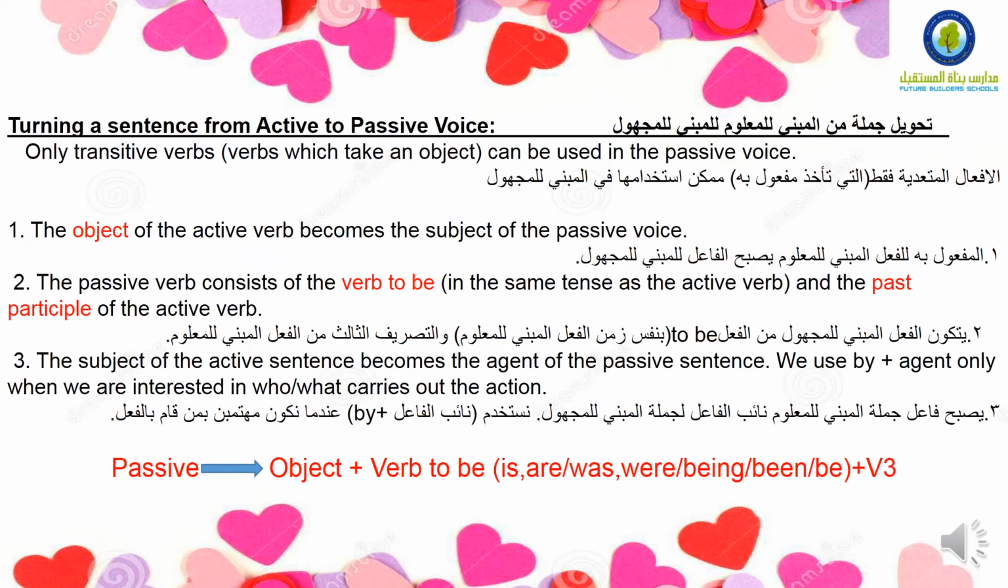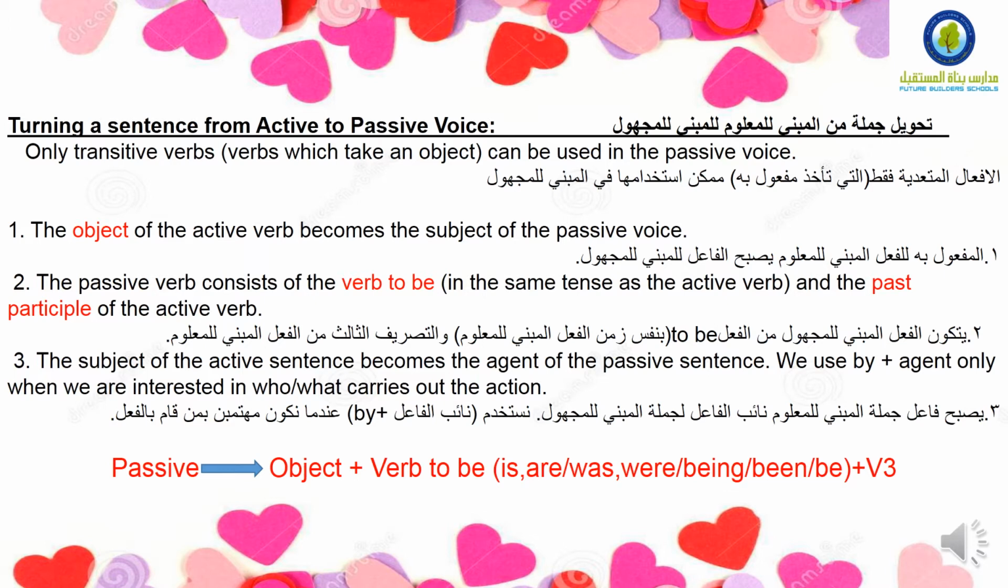In our lesson, here we have how to turn or to change any sentence from active to passive. كيف نغير أي جملة من الفعل المبني للمعلوم اللي هو الactive to الفعل المبني للمجهول. First of all, you should know that only transitive verbs which take an object can be used in the passive. فقط الأفعال التي تأخذ المفعول به. We call it in Arabic المتعدي. المتعدي took an object. فقط التي تأخذ an object نستطيع أن نستخدمها in the passive voice.